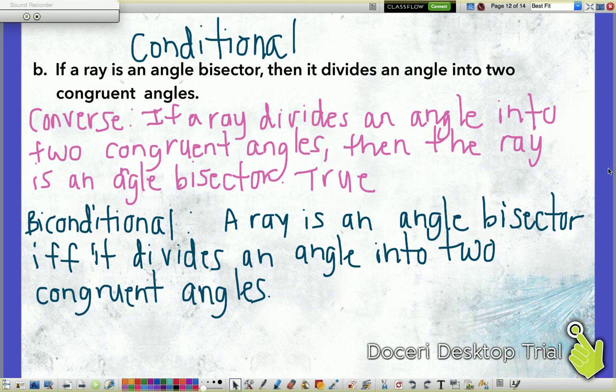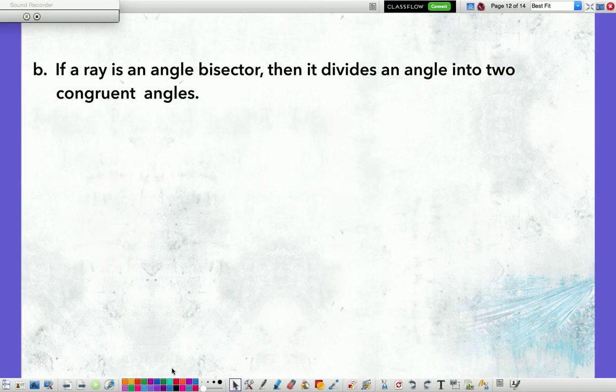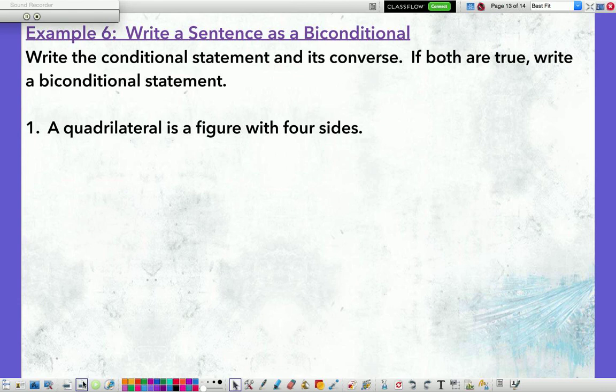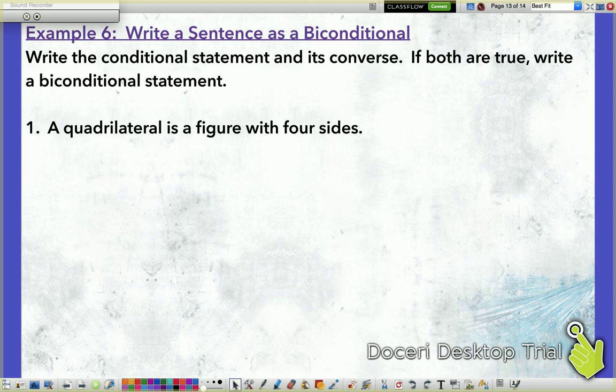All right, next slide. Oh, we are going to write the conditional. So the if then, we're going to write its converse. And if they're both true, we're going to write a biconditional statement. Okay, so here is more writing for your hand to cramp because mine kind of is.